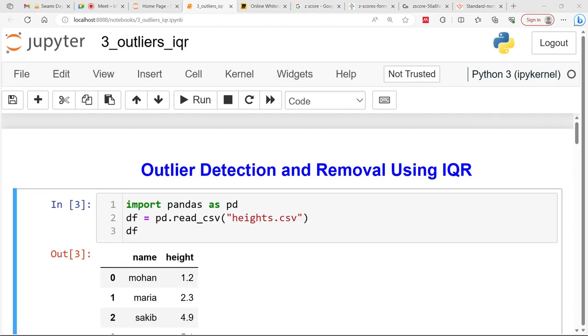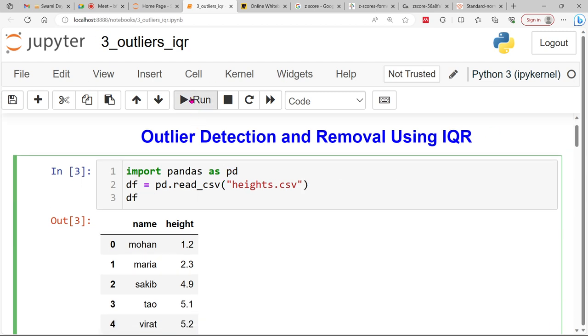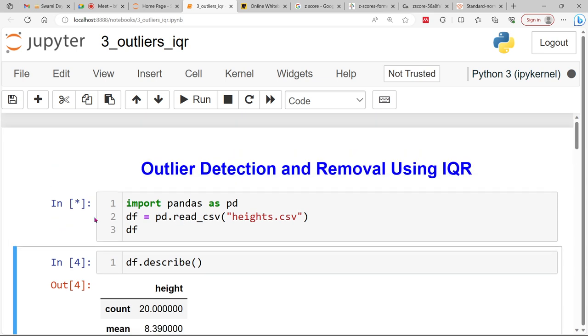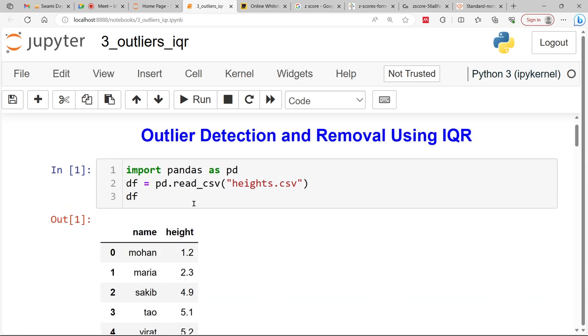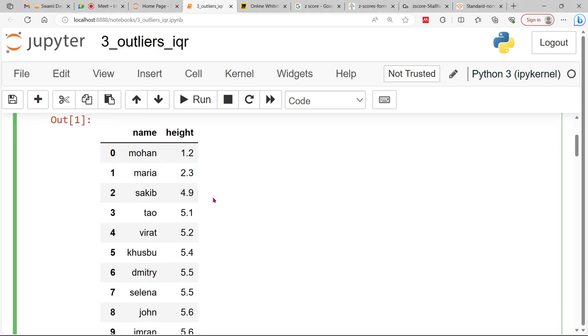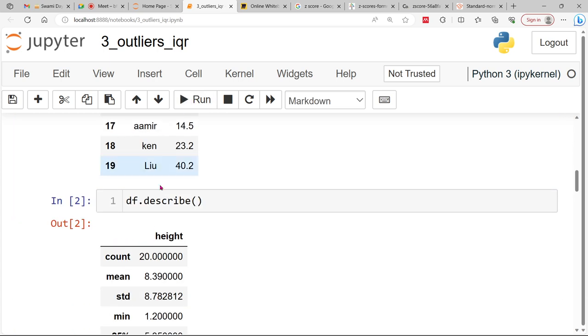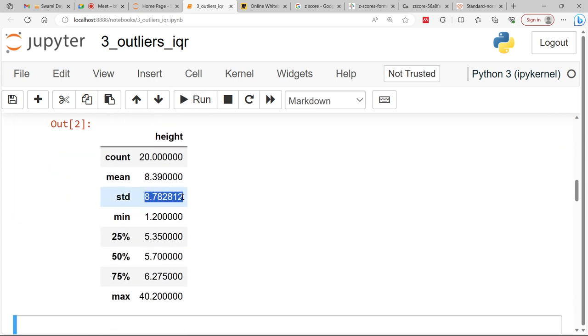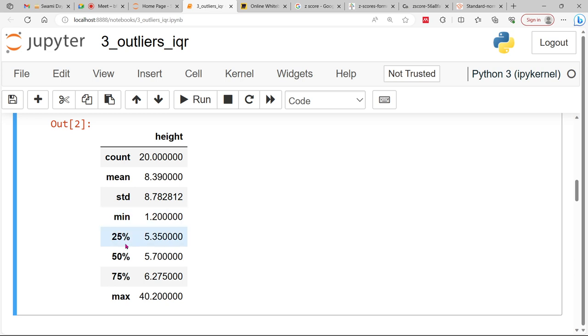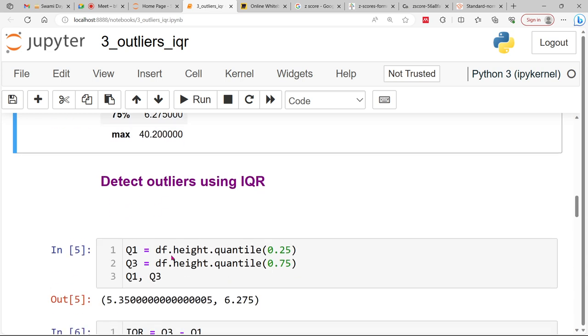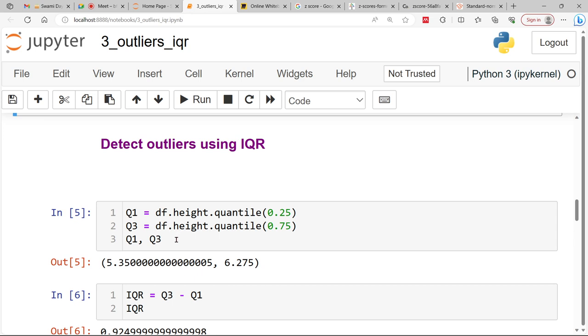Okay. So in the third formula, we are going to remove the outliers using the IQR formula and we will see what it is. First, let me describe the data set. What kind of data set are we taking? We are taking this data set where we have heights, right? Name and heights will be there. And then we have described the formula. Here you can see standard deviation is 8, right? Minimum is 1.2, percentile this one. And detecting outliers using this one.